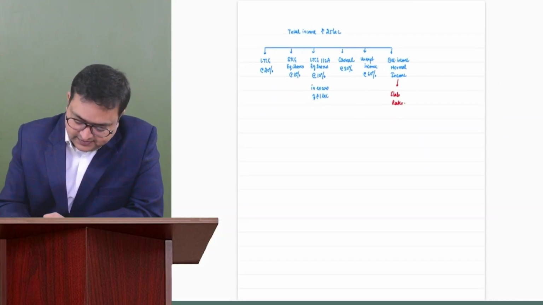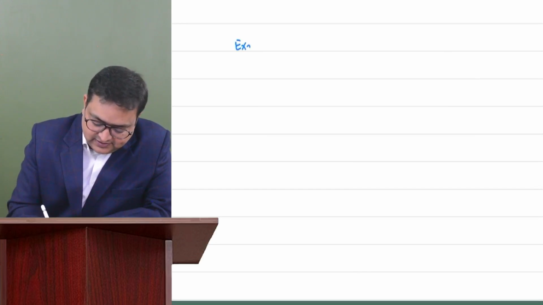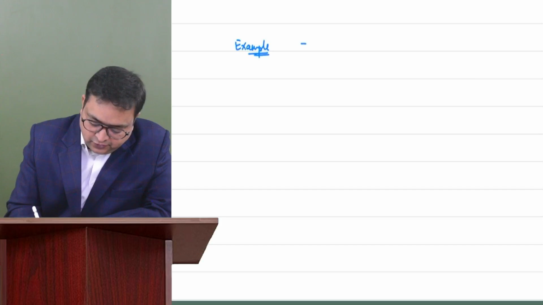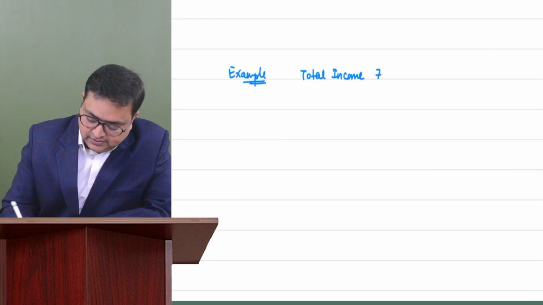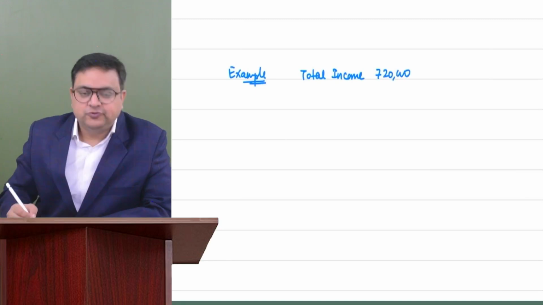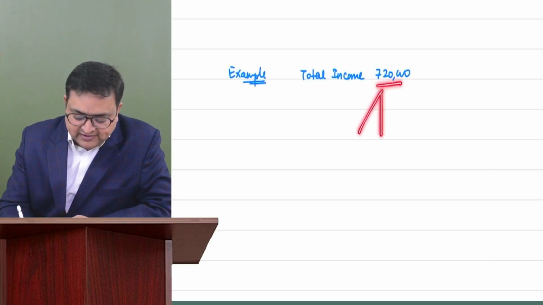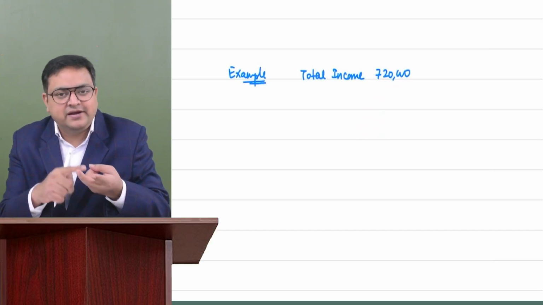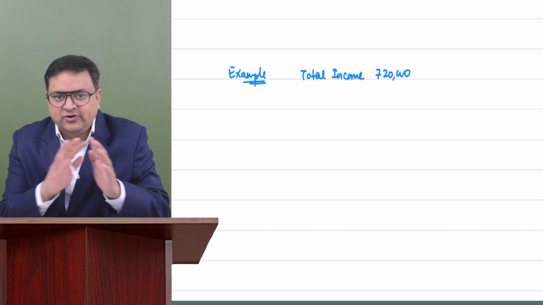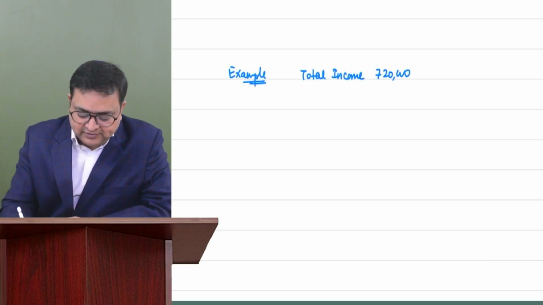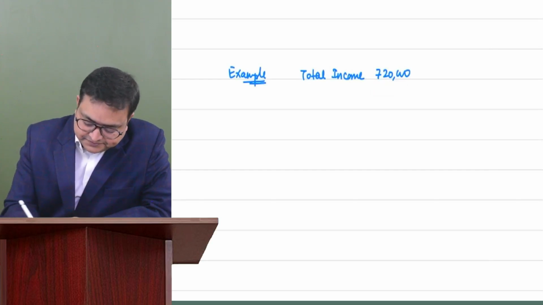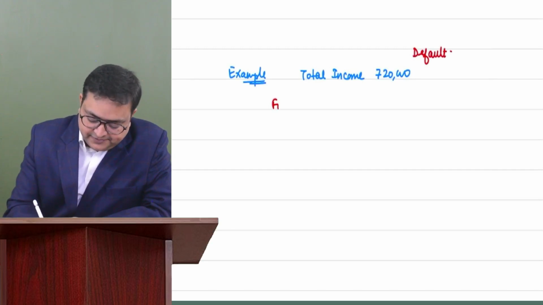Okay. See, example. Let's say there is an individual whose total income is 7 lakh 20,000, right? First of all, calculate tax on it. First of all, we have to see whether it has any special income or not, whether it has any long-term capital gain, 111A, 112A, etc. So let's say the assessee does not have any special income, then we have to apply slab rates. So first of all, apply slab rates on it. We understand we are following default regime, right?